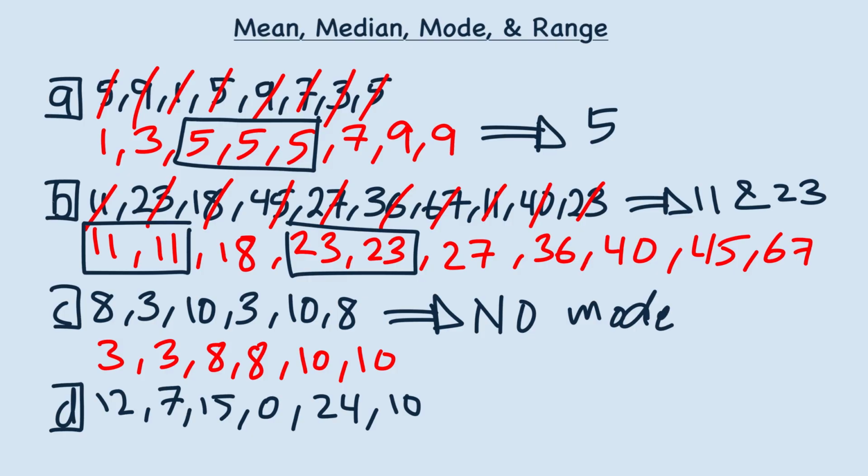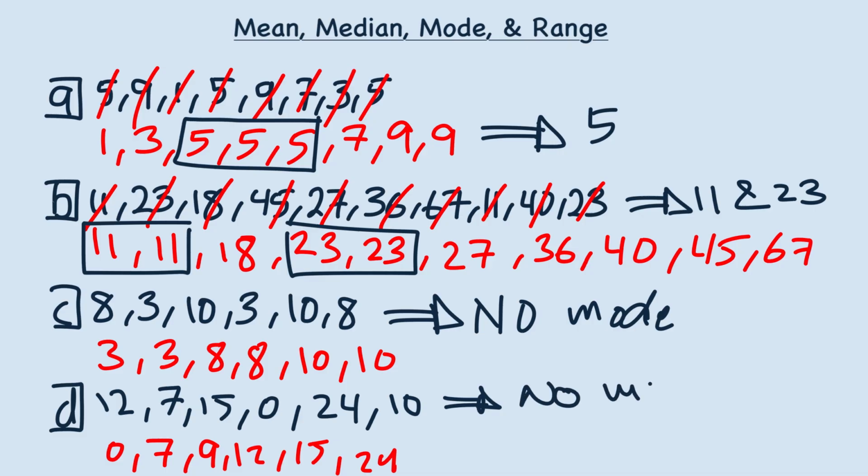Let us check the last one. So we'll start by ordering the numbers: 0, 7, 9, 12, 15, and 24. We will notice in this example, there is no number that appears more than once. So in this case, we have no mode. Okay? So no mode.